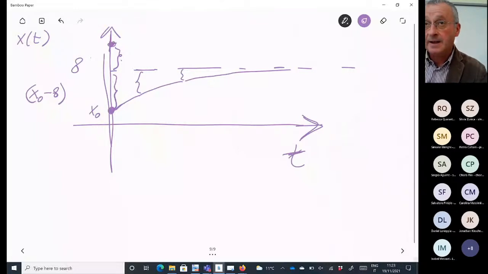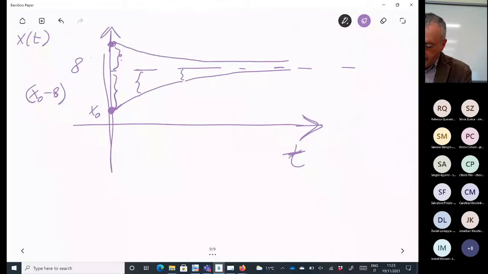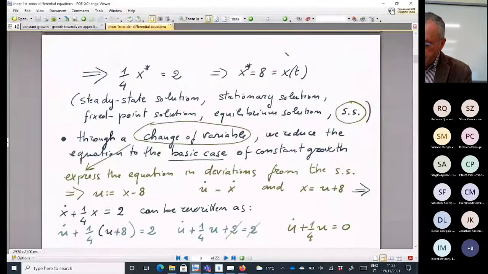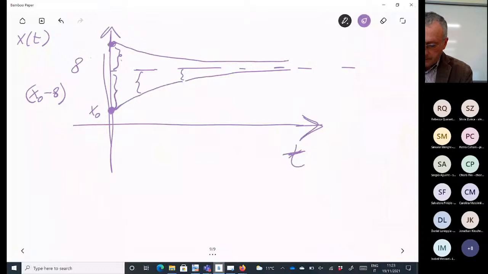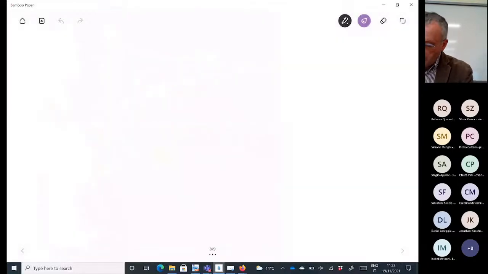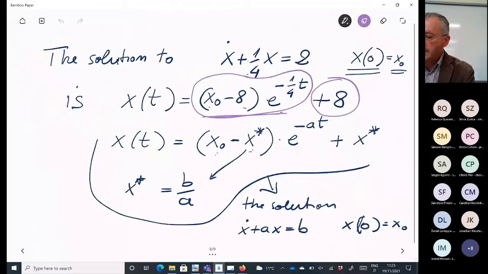So if you look again back to the formulas here, you see that it doesn't matter whether x0 is larger than 8 or smaller than 8 in this model, okay? If it is larger than 8, you start with a positive deviation from the steady state. If it is smaller, you start with a negative deviation. It is below. But anyway, this deviation tends to disappear in the long run. And what is left in the long run is 8. This is clearly a model that goes to some equilibrium in the long run, okay?